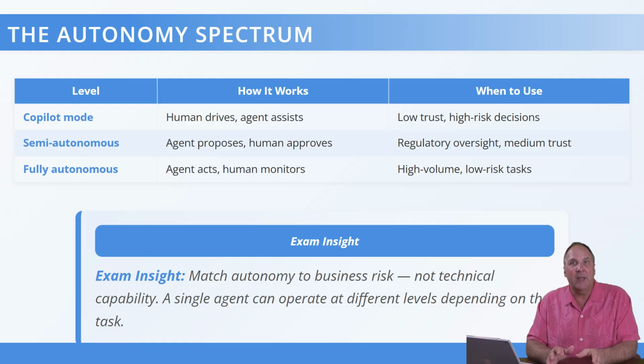Then there's semi-autonomous. There, the agent proposes actions, but a human approves before the execution. The agent does the analysis, makes a recommendation, and then waits. For instance, it will say, I recommend reordering 500 units of widget A based on current demand trends. Do you approve? This is common in regulated industries like financial services and healthcare, government, wherever there's a regulatory or a business reason for human oversight.